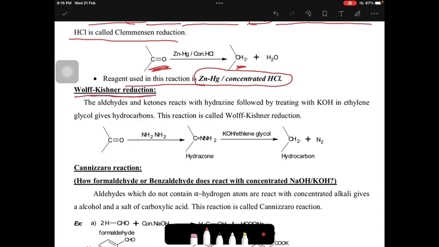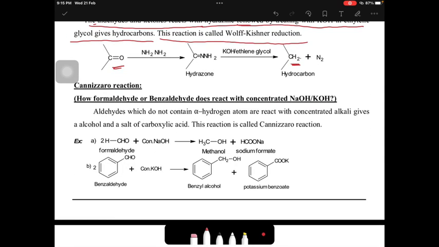Wolff-Kishner reduction: aldehydes and ketones react with hydrazine, followed by treating with KOH in ethylene glycol, to give hydrocarbons. This reaction is called Wolff-Kishner reduction. Observe here C double bond O is converted to CH2. Cannizzaro reaction: formaldehyde or benzaldehyde react with concentrated NaOH or KOH.